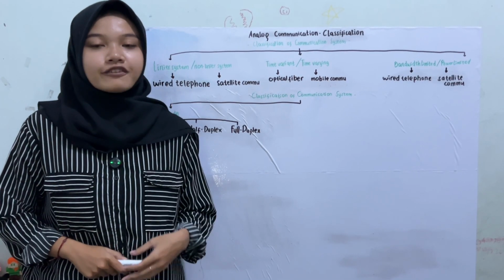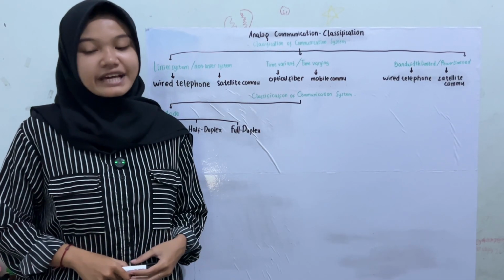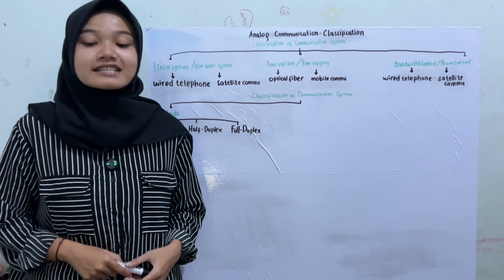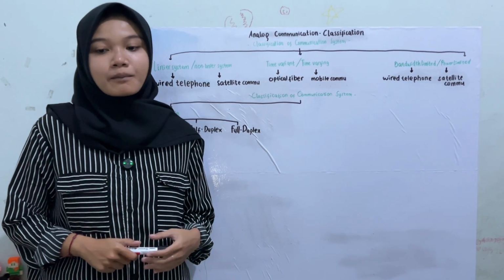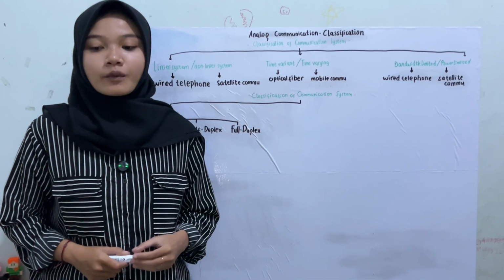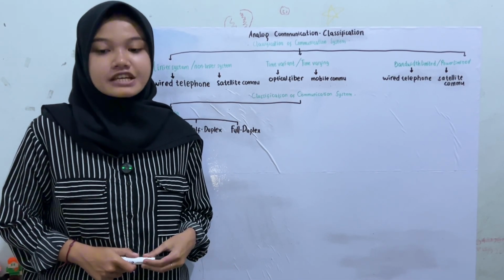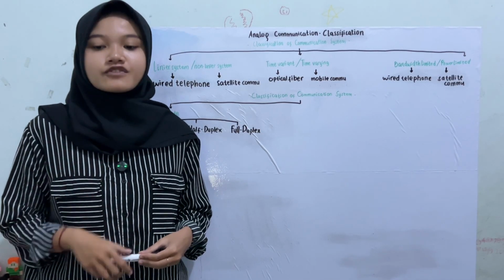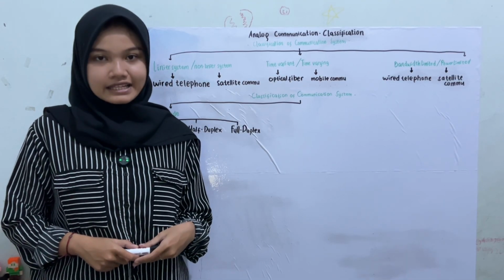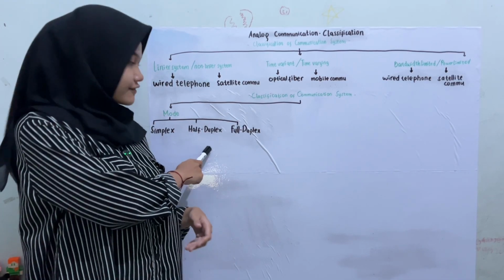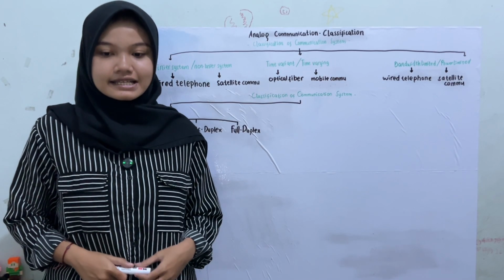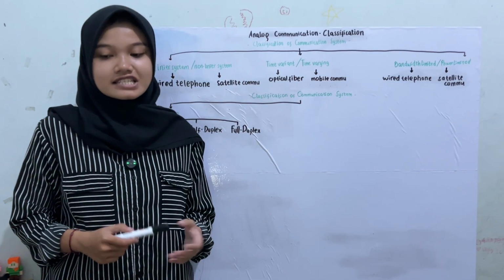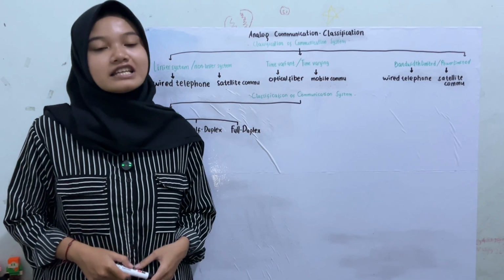Now that we have learned about the characteristics of communication systems, let's move on to the second classification. This classification is based on the mode of transmission, or in other words, the direction in which information flows between the transmitter and the receiver. There are three transmission modes that we need to understand: simplex, half duplex, and full duplex. Although they all involve communication, the way information is exchanged is quite different in each mode.